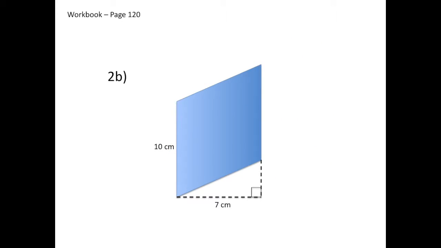Now let's take a look at problem 2b. Once again, we're first going to want to identify the type of shape it is so that we know which formula we're working with. And once again, it's a parallelogram, so we're going to write down base times height as our formula. Remember, they give us this right angle here to help us find the base and the height. Remember, the base and the height always come together at a right angle. So I'm told that this dotted line here is 7 centimeters.